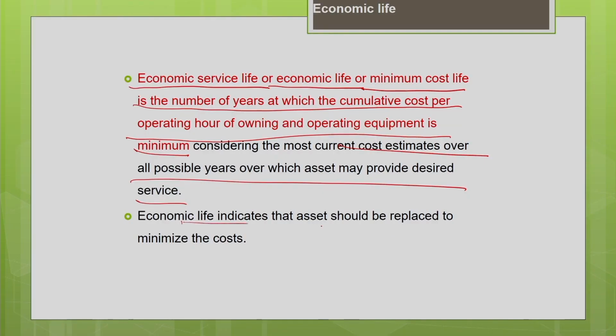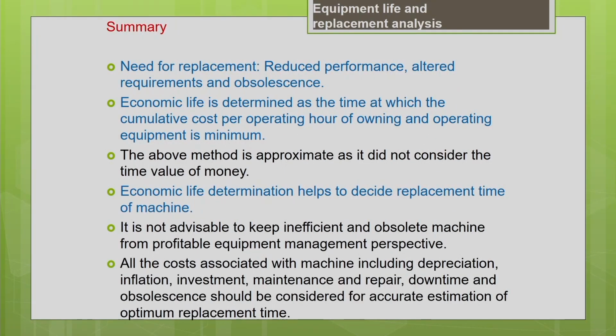So the economic life indicates that the asset should be replaced to minimize the cost associated with the machine. So we have come to the end of this lecture 6. Let me summarize what I have discussed so far. Basically, we know the need for replacement of the machine. So why should we replace the old machine with a new machine?